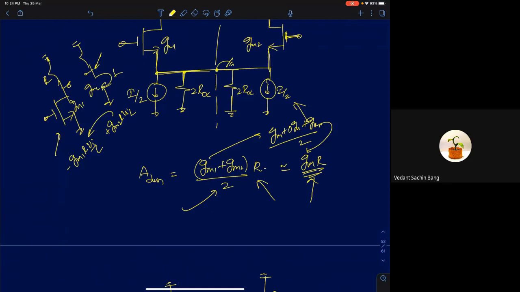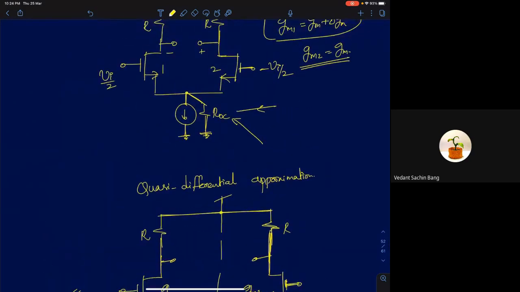But now we are going to consider what will happen to the common mode ACM and ACM DM. So this ROC here, I think by now you should understand that every practical current source is going to come with a finite source resistance, the current source resistance.